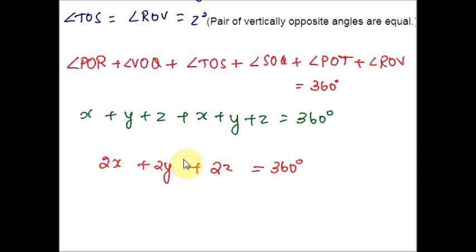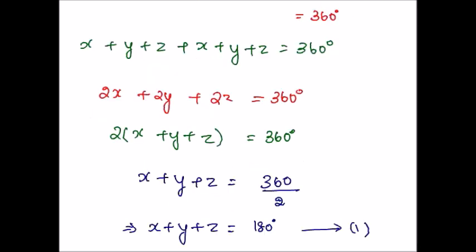We have 3 terms on the left side of the equation and all the terms have coefficient 2. So I'm just going to take it out as a common factor and write all the leftovers within a parenthesis. Divide both the sides by 2. 360 over 2 will give you 180 degrees. So I'm setting this equation as equation number 1. Let the common ratio be a. In this question it is given as 1 is to 2 is to 3.